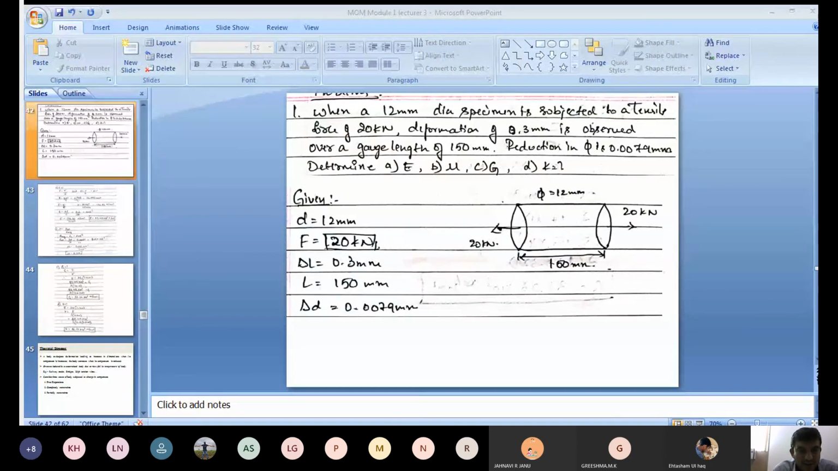Yes? 32. Yeah, 32. Lahari, right? Yes, sir. Good, ma'am. Next, shear modulus.